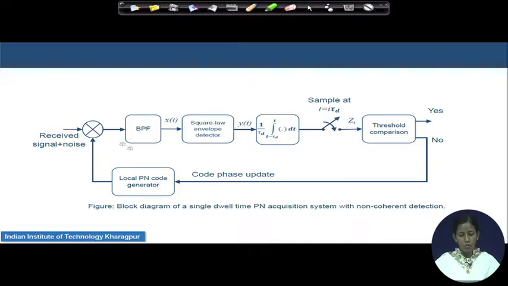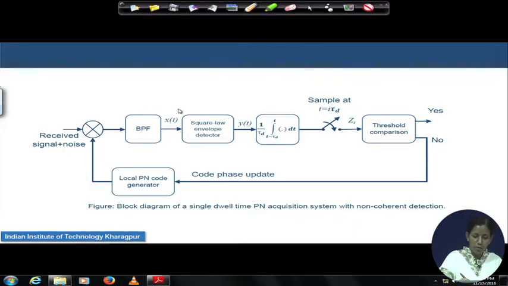And as it is a non-coherent detection process, we have a band pass filter in the forward path, followed by a square law envelope detector, an integrate and dump circuit, and then a threshold comparator. Over multiple iterations, the whole circuit tries to get synchronized with minimum error with the received signal PN code. We saw that the input to the square law envelope detector was x(t), equal to the signal plus noise. The square law detector output y(t) was given as x square (t).